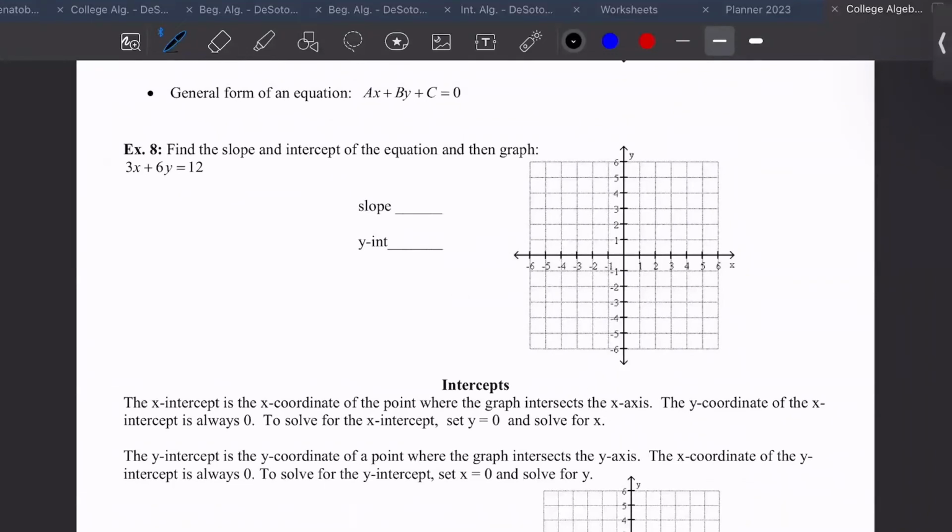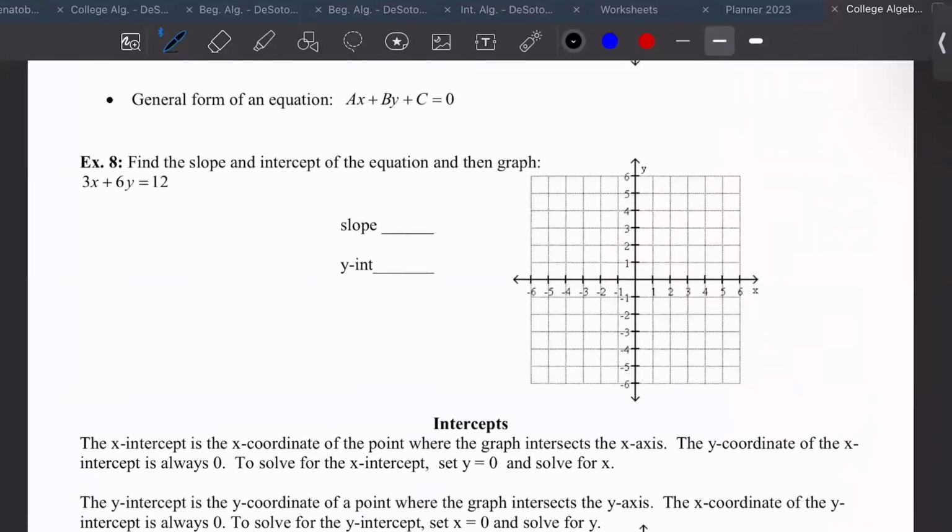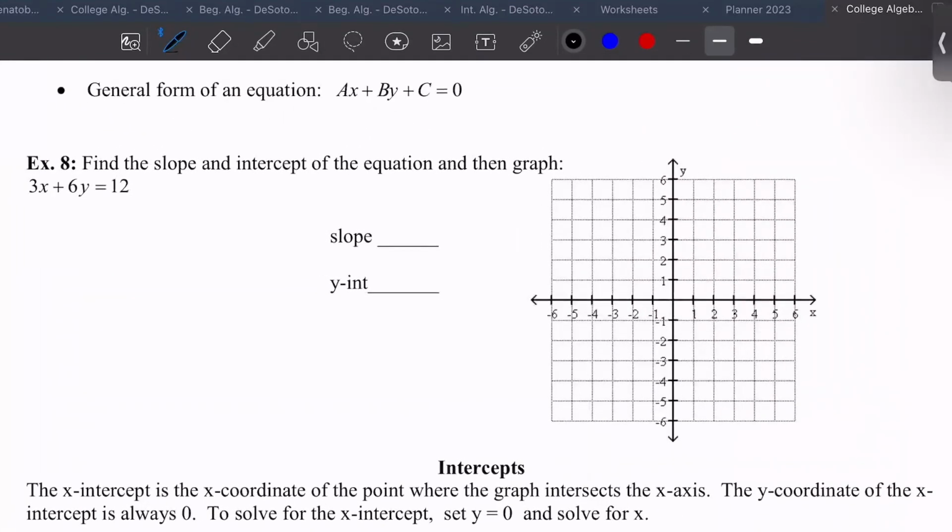All right. Now, let's look at this. Okay, so we have just a note. The general form of an equation is ax plus by plus c equals 0. You may have some homework that asks you to put it in general form. That is what it will look like.